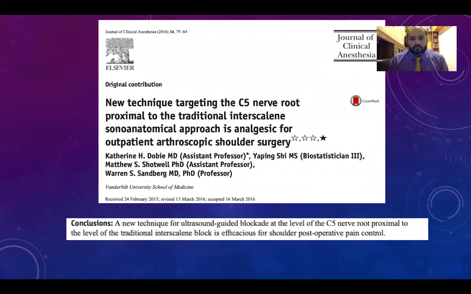Now, in this particular study, they targeted the C5 nerve root. This Dobby et al. They studied specific C5 nerve root block, and they concluded that this new technique at C5 nerve root proximal to the level of traditional interscalene block is efficacious for shoulder postoperative pain control. The only drawback is that they did not study the phrenic nerve involvement, but they did mention that no patient in their study complained of dyspnea postoperatively.